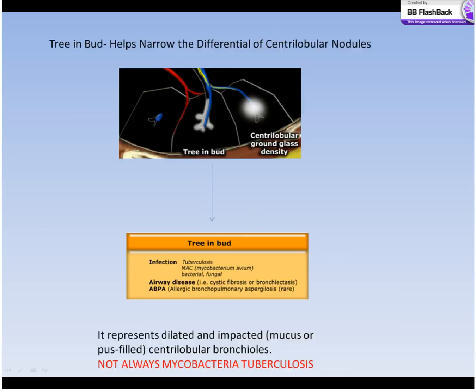So what does a tree-in-bud mean? Well, it helps you narrow down the differential of centrilobular nodules, and again, they reiterate why that's the case. Here's the septa, pleura, the terminal bronchiole with the alveoli. It's a mucus-impacted airway. It's filling of the alveoli and the terminal bronchiole.